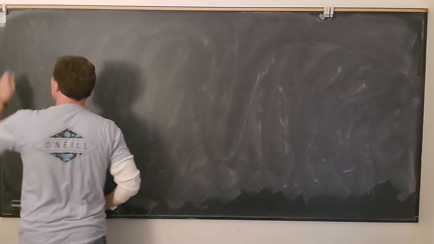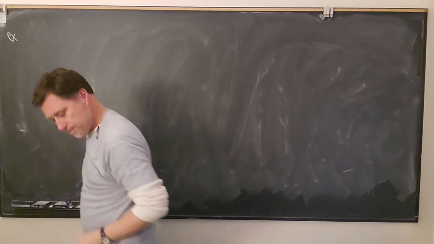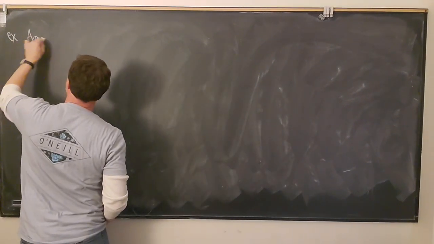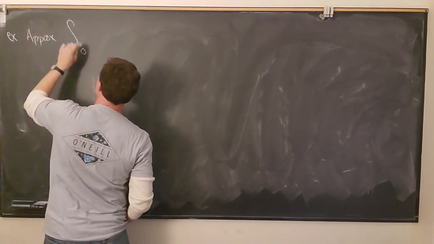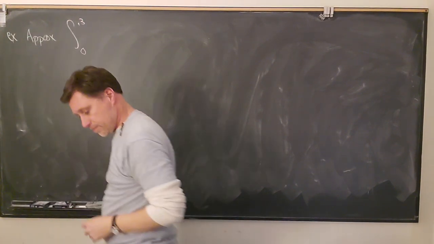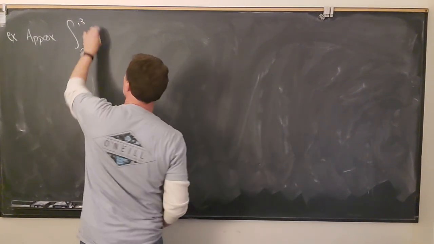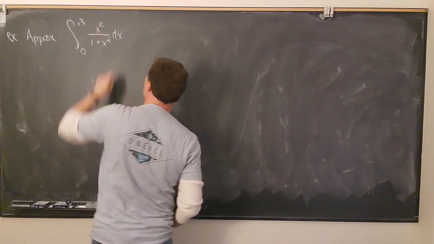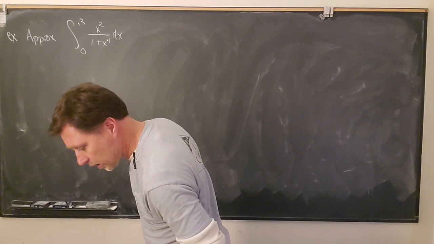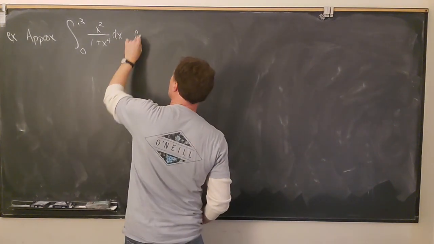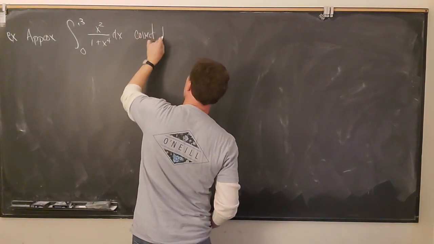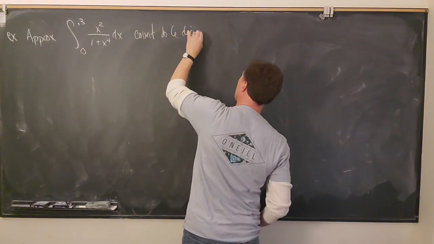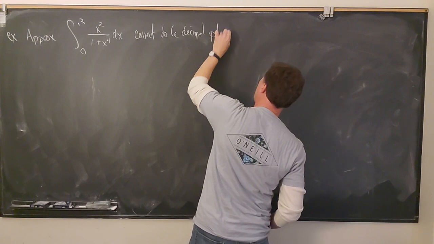But I just want to do one last example here. What I'd like to do is approximate the integral from 0 to 0.3 of x squared over 1 plus x to the 4th. And I want this to be accurate to 6 decimal places.